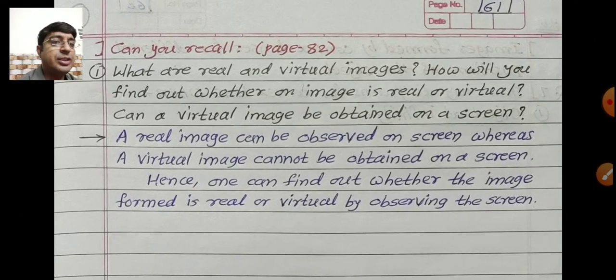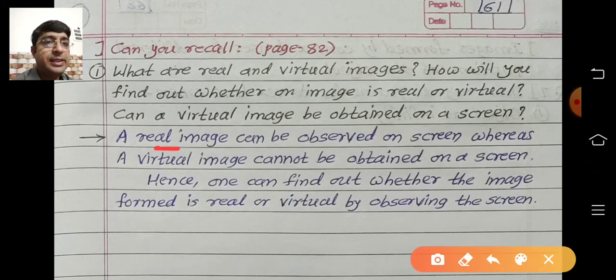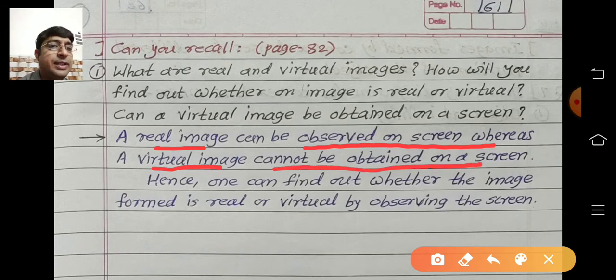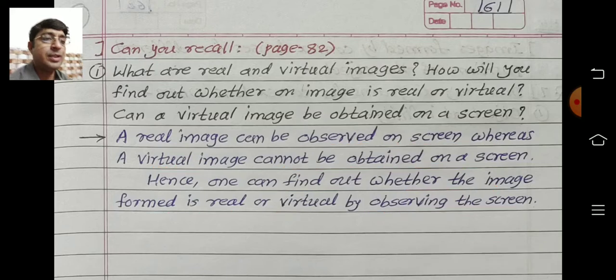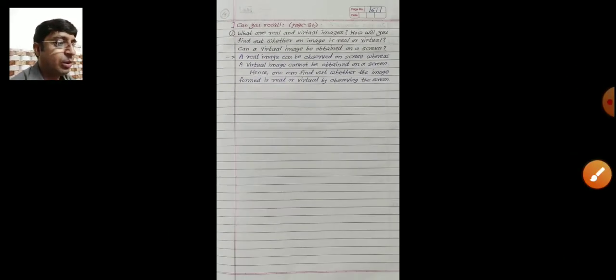So can you recall the question given on page number 82? Questions are given here. The first one: the real image can be observed on a screen, whereas a virtual image cannot be obtained on a screen. Hence, one can find out whether the image is real or virtual by observing the screen. If the image is formed on the screen, obviously it is a real image. If the image is not formed on the screen, it is confirmed not real, meaning a virtual image. Can you recall the question given here?